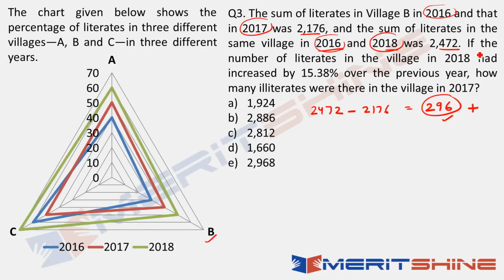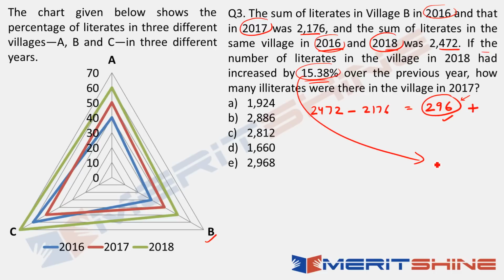Look at this now. If the number of literates in the village in 18 had increased by 15.38% over the previous year, meaning 2017 you're talking about. So it's very simple. Now you know that this 15.38% increase is nothing but this 296. The only challenge here probably was knowing what this 15.38% is. You have to know some basic multiples of reciprocals.